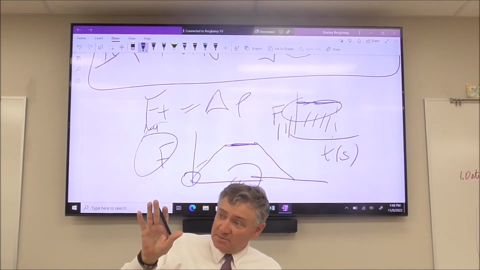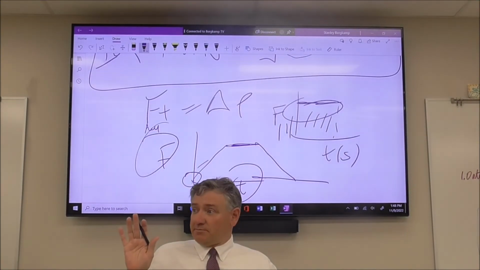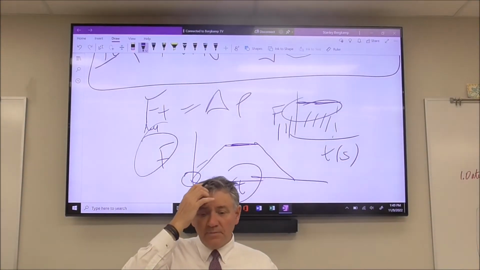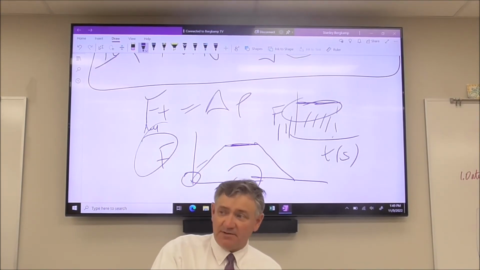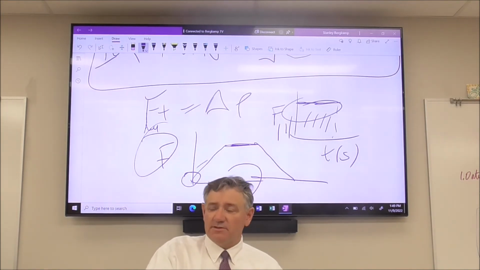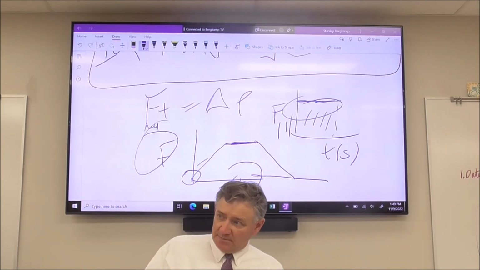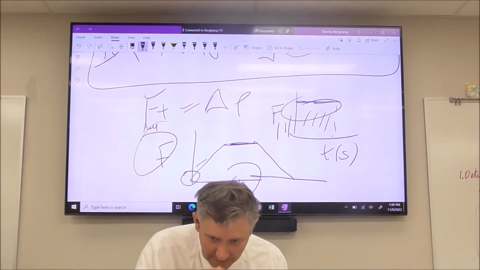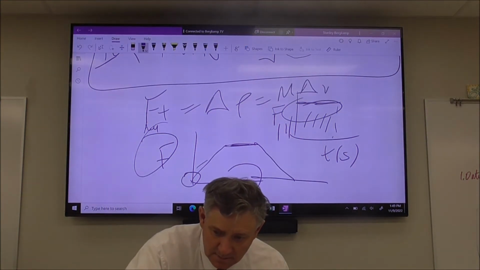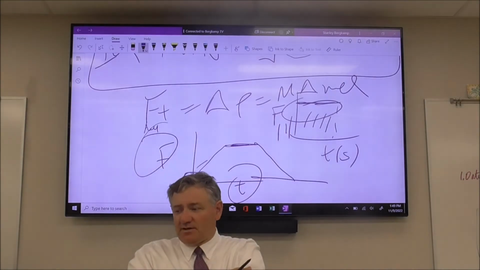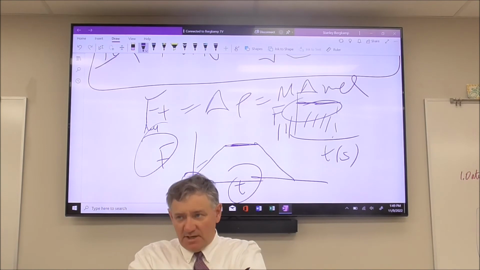Maybe I'm pushing on the brake pedal harder and harder and harder, and then I'm letting off the brake pedal. But no matter what, listen to me, no matter what the shape is on a force time graph, it's going to represent the change in momentum. Keep that point. Now, change in momentum also equals mass times change in velocity.